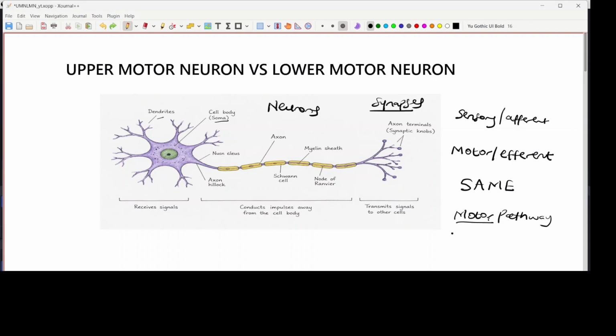It is very important to note that the motor pathway is divided into two motor neurons, called the upper motor neuron and the lower motor neuron. The upper motor neuron, which is the first neuron, carries the command from the brain to the lower motor neuron within the central nervous system. The lower motor neuron receives the command and carries it from the central nervous system directly to the effector organs. Together, they form the pathway responsible for every voluntary movement that you make.